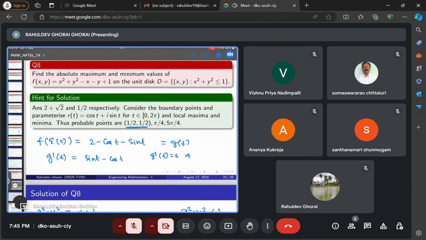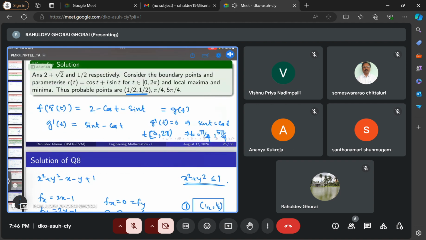sin t minus cos t equal to 0, so sin t is equal to cos t, which implies tan t is equal to 1. Tan pi by 4 is 1. Tan 5 pi by 4 is also 1. Tan 9 pi by 4 is also 1, but 9 pi by 4 is not in this range. T should belong to 0 to 2 pi, right? So t can be pi by 4 or 5 pi by 4.